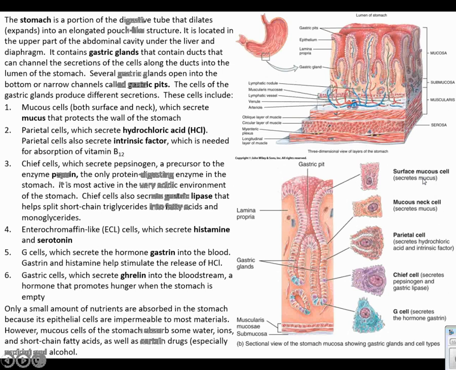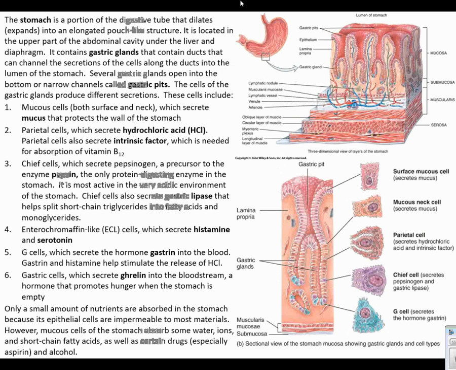Mucus in our stomach is absolutely important because of what is also produced in our stomach, produced by what we call parietal cells, and that is hydrochloric acid. Hydrochloric acid is a very dangerous acid, very low pH. And if we didn't have a very thick layer of mucus in the inside of our stomach, that hydrochloric acid would burn right through the wall of our stomach.